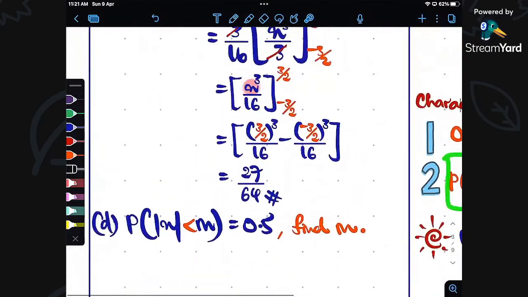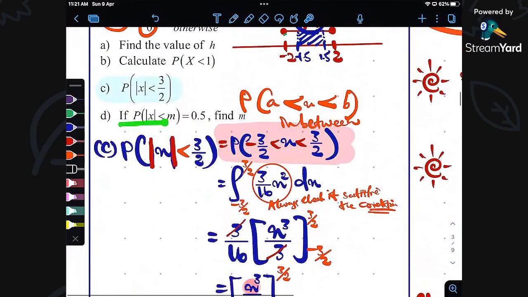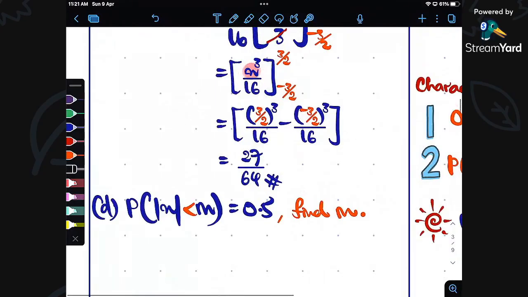So then the next question is asking from you, m means a number, a constant. Okay, so the next question here is asking you the probability of modulus x less than m, where the probability is given as half, which means 0.5. And so how to find the m?